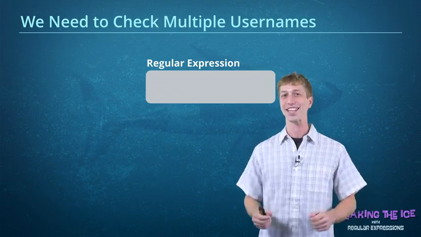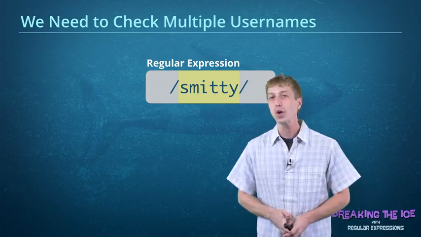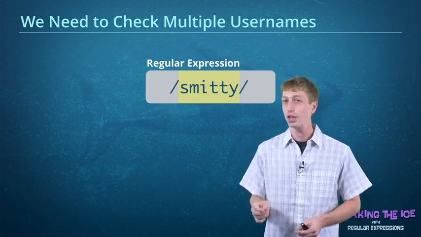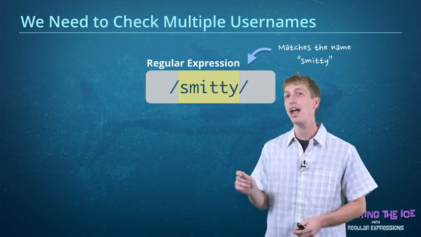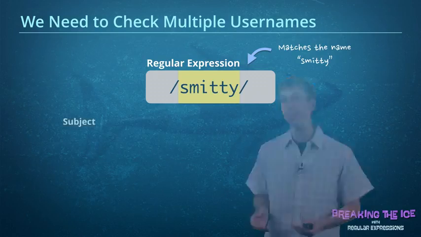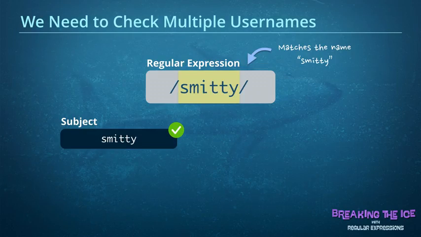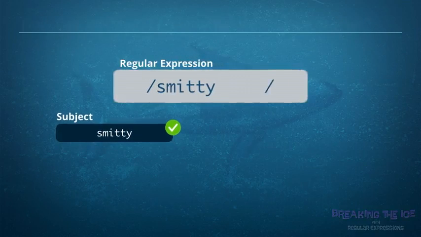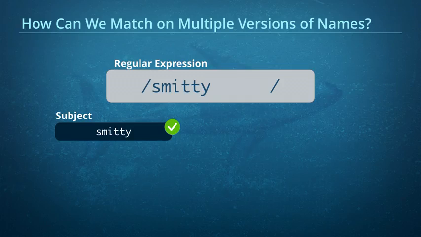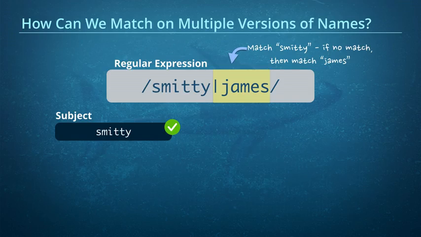Our first shipmate has signed up, Smitty. We're going to use a regular expression literal like we had before to match every character in the subject Smitty, and we get a positive match. And our next potential shipmate has signed up, James. Using the OR operator and then James, we can match either Smitty or James, and we get a match on both.